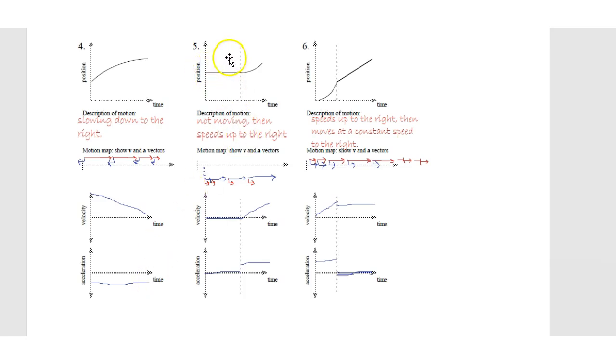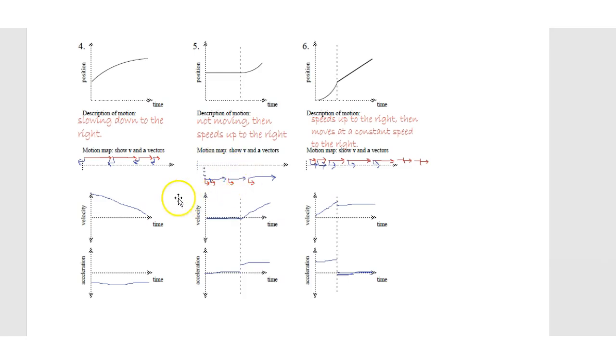Now, number 5, this section here, my position does not change. When your position isn't changing, that means you're not moving. And then we start to speed up to the right. Again, this slope gets steeper, so I'm going faster. It's positive, so I'm moving to the right. So my written description is not moving, then speeding up to the right.